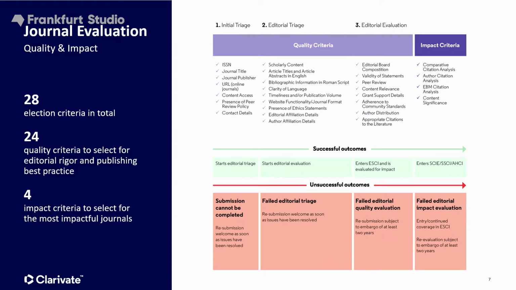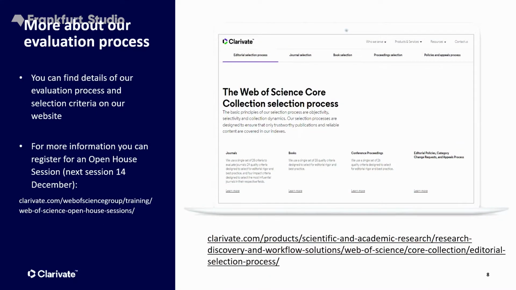So this is just a schematic of the 28 criteria. I'm not going to go into this in any detail other than to say all of this is completely transparent on our website. So you've got the URL here. We've got all the different processes detailed for evaluation for books, for journals, and for proceedings. And we also hold regular webinars, which we call open house sessions, where we go through our processes, and there's a Q&A session afterwards as well if people want to ask questions. And the next one of these will happen on the 14th of December. They're free. Just feel free to sign up.